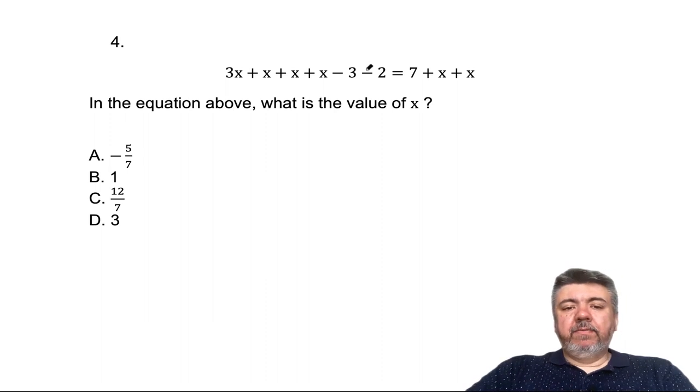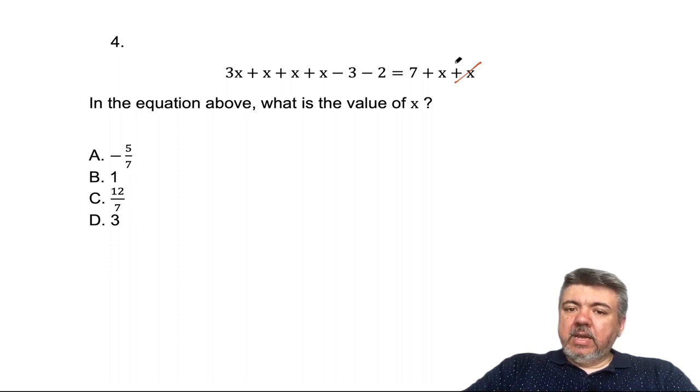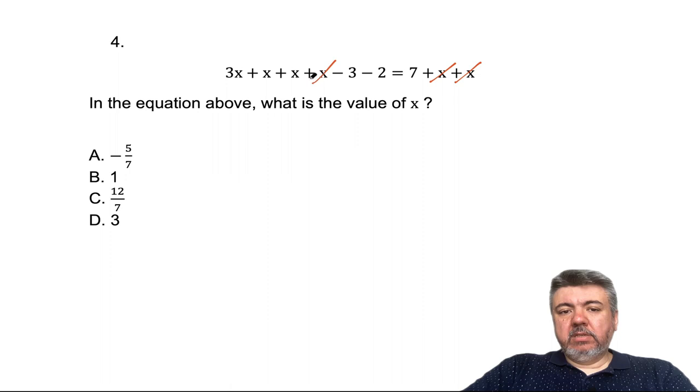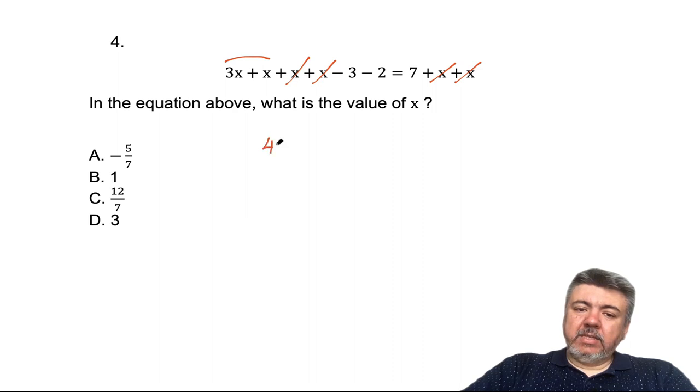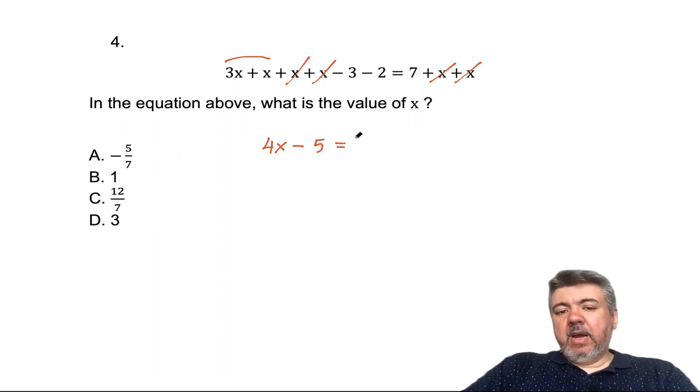Okay, question 4. Lots of x's here in both sides. In the equation, what is the value of x, I'm supposed to find x. So look at here. x and x, 2 x's cancel from here and here. So on the left I have 3x plus x, which is 4x. Minus 3 minus 2, it's going to be minus 5, yeah? And on the right I will have a 7.